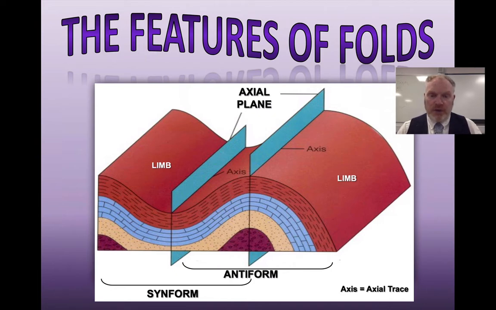So like we did with the faults, I'd like you to add some annotation to the labels for each of these features of a fold. And we're going to start with a hinge. A hinge is really the point that the rest of the fold is defined around. So a hinge is the point on a bed where that bed is bent, where the dip changes. So the hinge is the point where the dip changes.